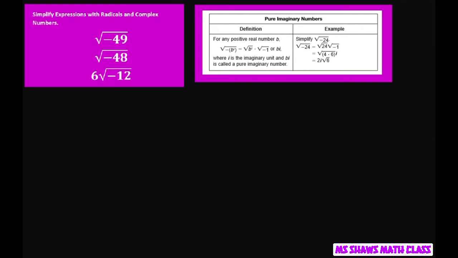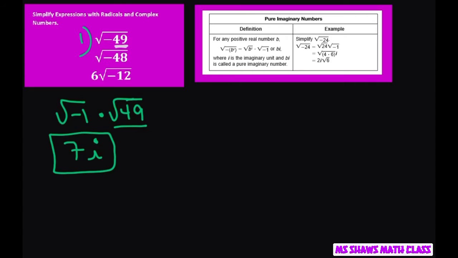So for the first one, we already know what the square root of 49 is. So what I can do for this one is write this as square root of -1 times square root of 49. Square root of 49 is 7. And then square root of -1 is i. So that would be that one. You always put the i after the constant number.